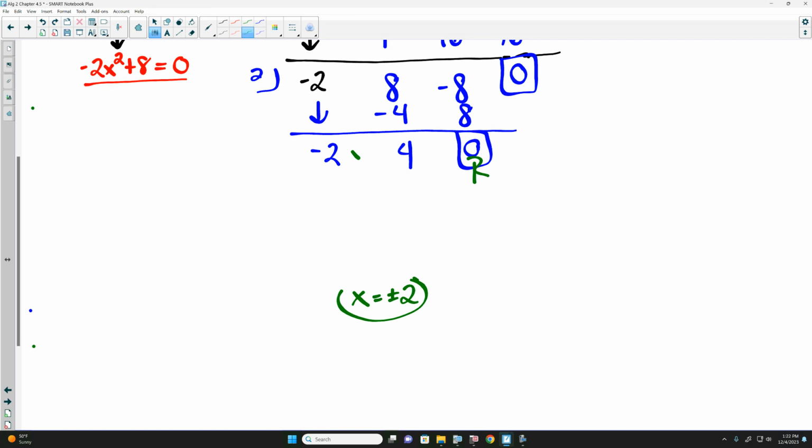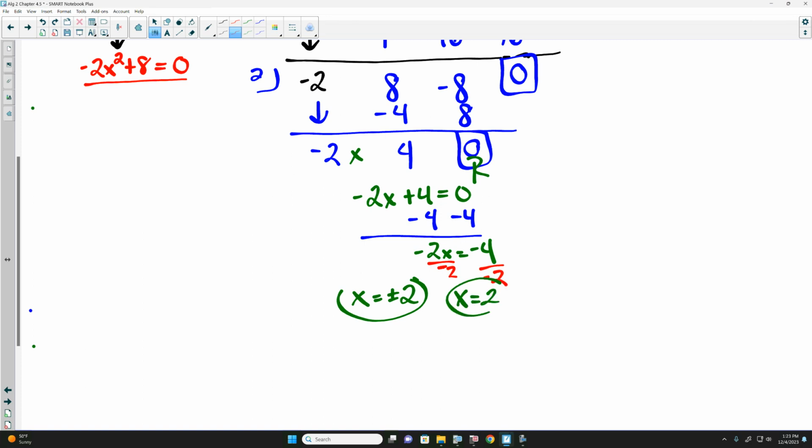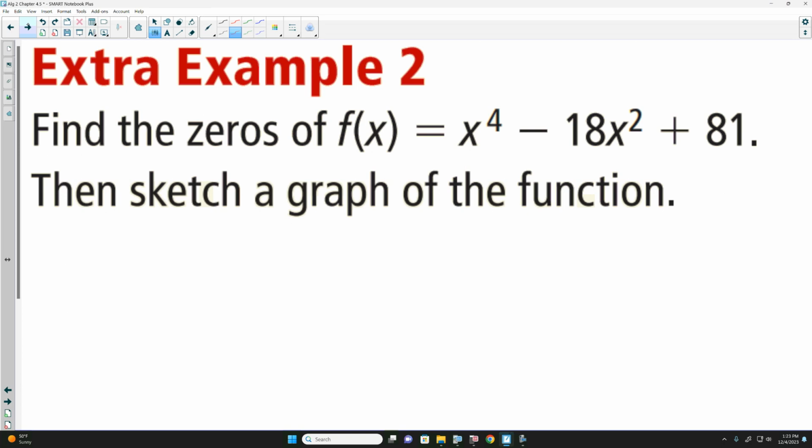This is our remainder. 4 is our constant term. Negative 2 is our term with x. So it's really saying that we have negative 2x plus 4 is equal to 0. So I can subtract 4, negative 2x is equal to negative 4. Divide by negative 2. It tells us x is equal to 2. So our solutions for the last one were negative 2, negative 2, 2, and 2.